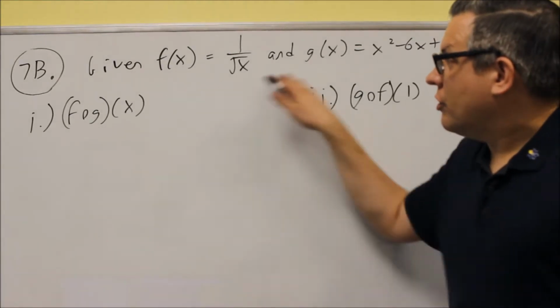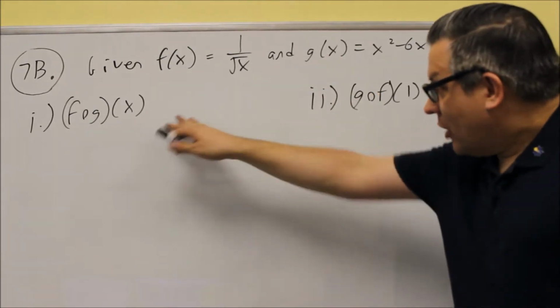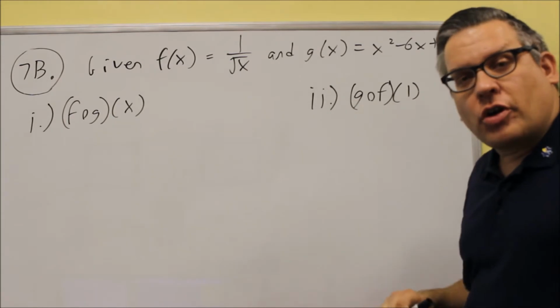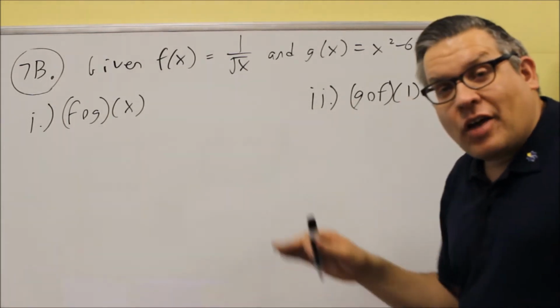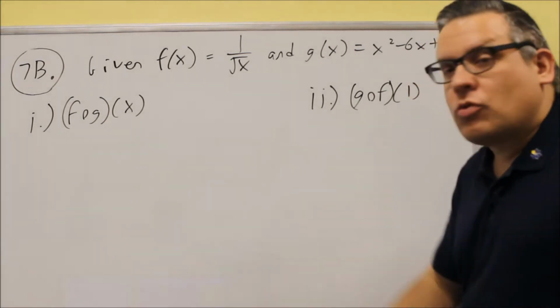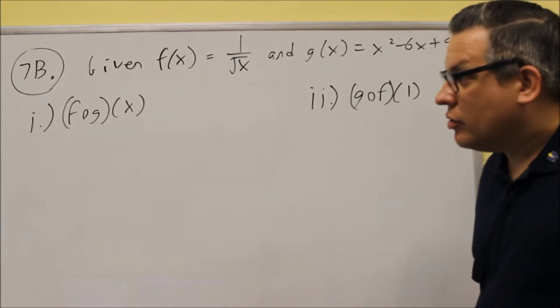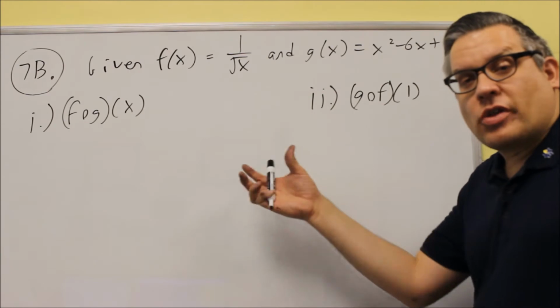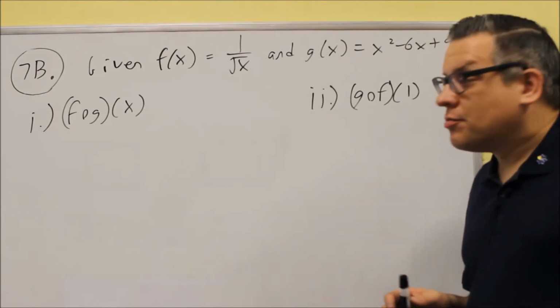7b, we have two different functions. Again, we want to do these two things. You want to be familiar and know how to do f of g and g of f both directions. The first one, we don't have any numbers in it, so we're going to work everything out with x, and we'll have an expression as our answer.